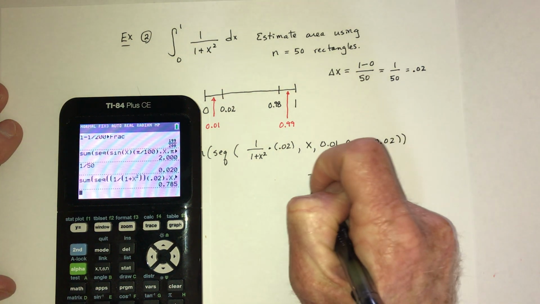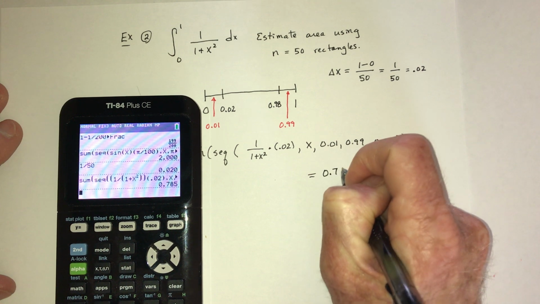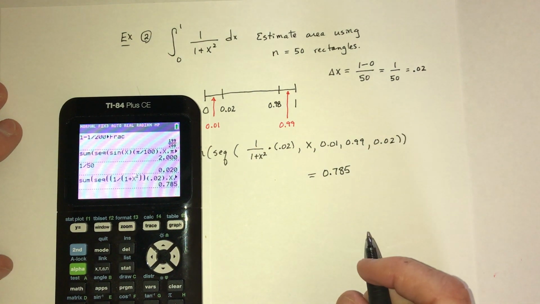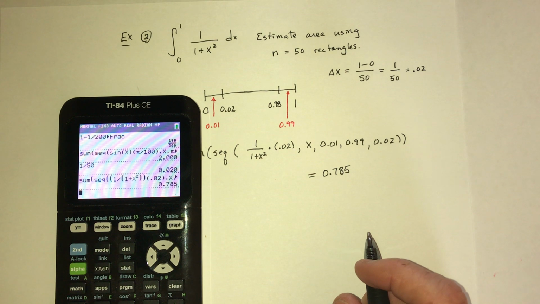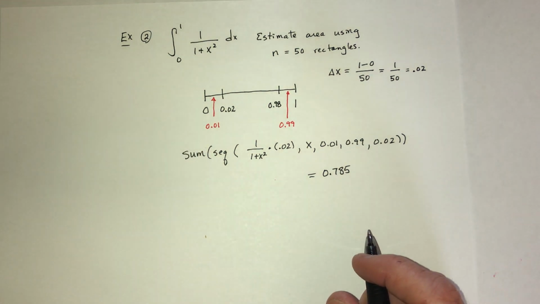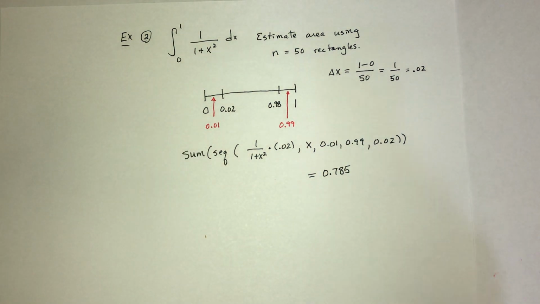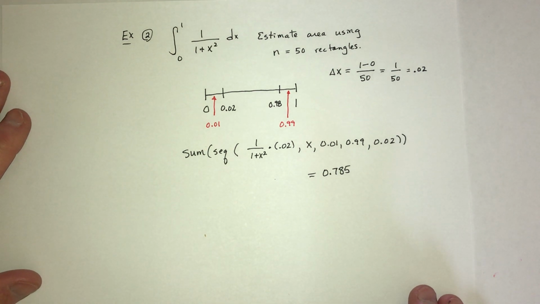So the answer is 0.785. And usually at this point, what I would say is, let's go ahead and graph it and have the calculator find the answer. But I have another way to find the answer.